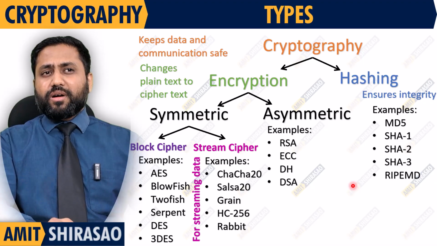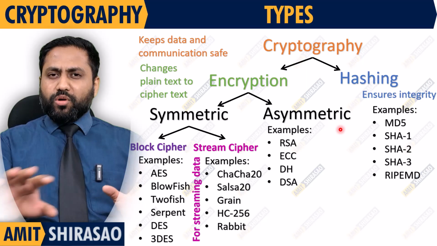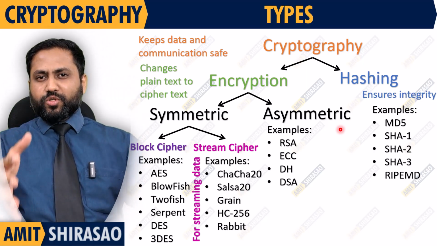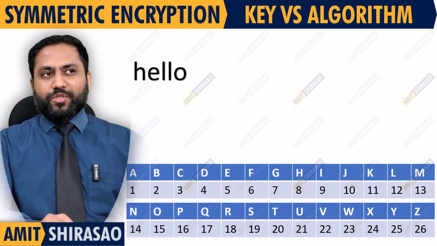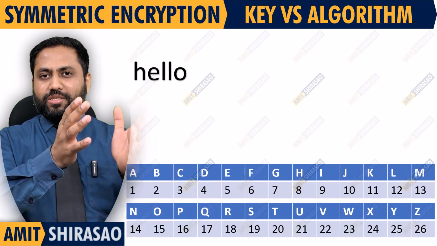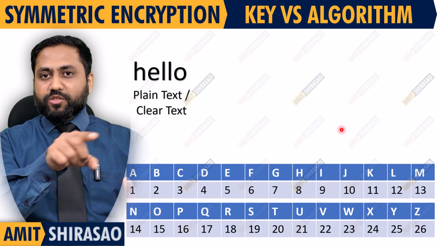First of all, let us see encryption with more role play and everything, so that if this was too theoretical, let me bring in some animation. Symmetric encryption. Suppose the message is hello. So how will symmetric encryption take place? This is called plain text or clear text.